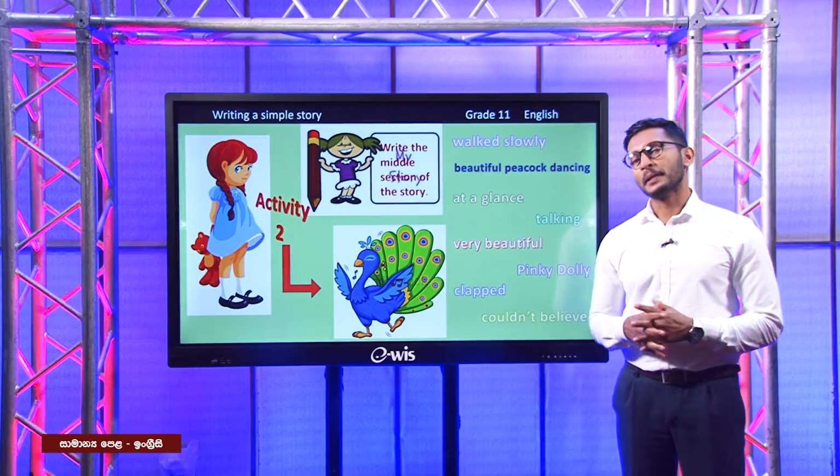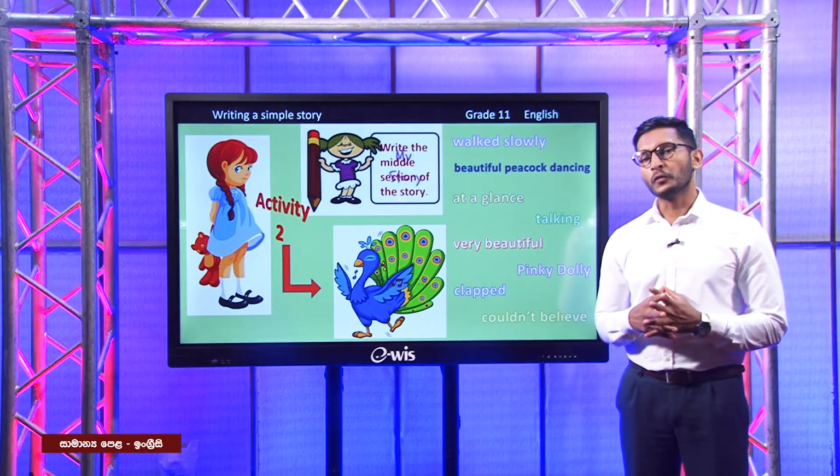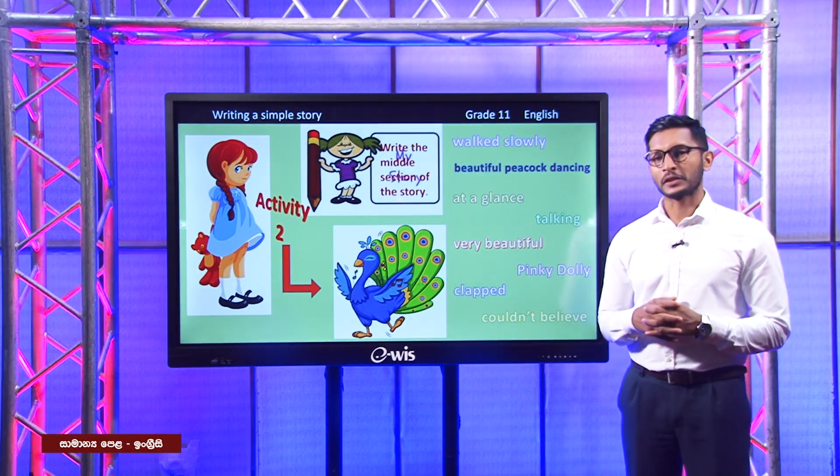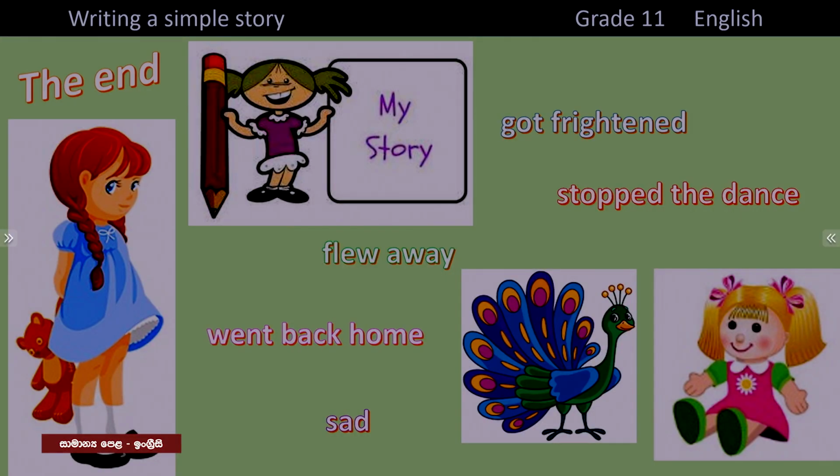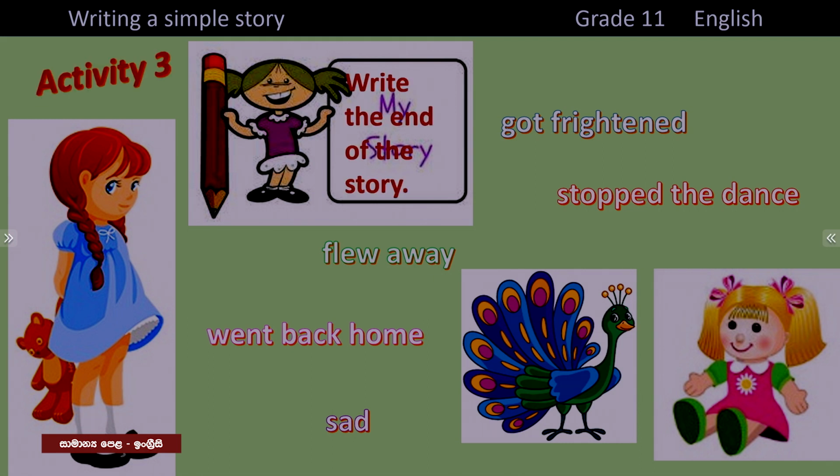Hope you have completed the middle part of the story. Let's move on to the last part, that is the end of the story. You are going to write the last paragraph with the use of these words and phrases. Let's read them. Got frightened, stopped the dance, flew away, went back home, and sad. Now, who do you think got frightened and stopped the dance? Who do you think went back home sadly? Now, think and try to develop the end part of the story.